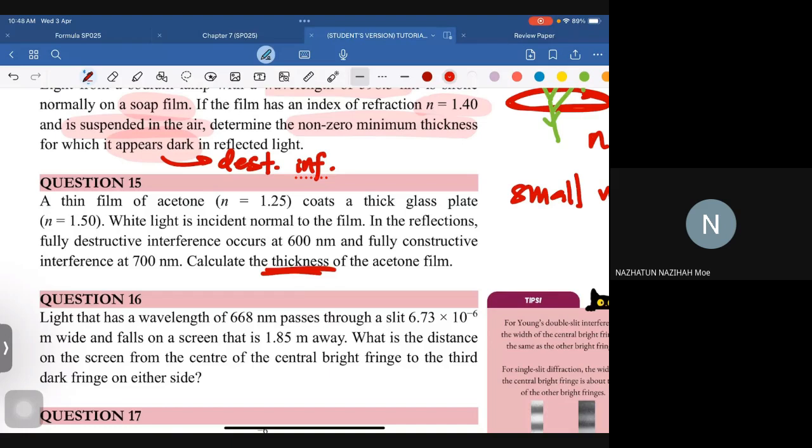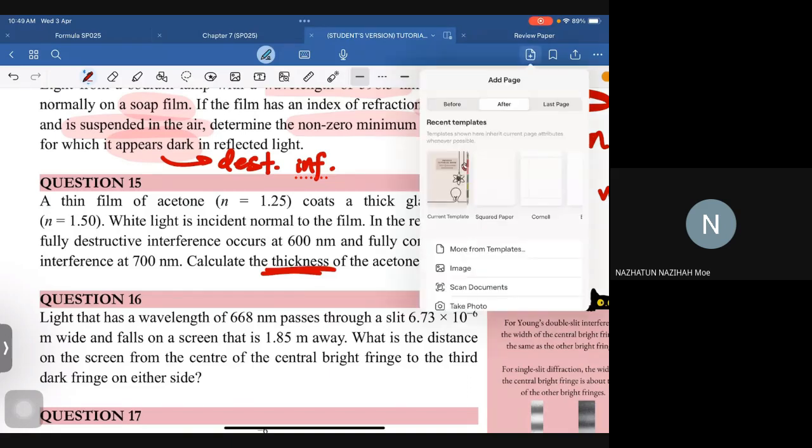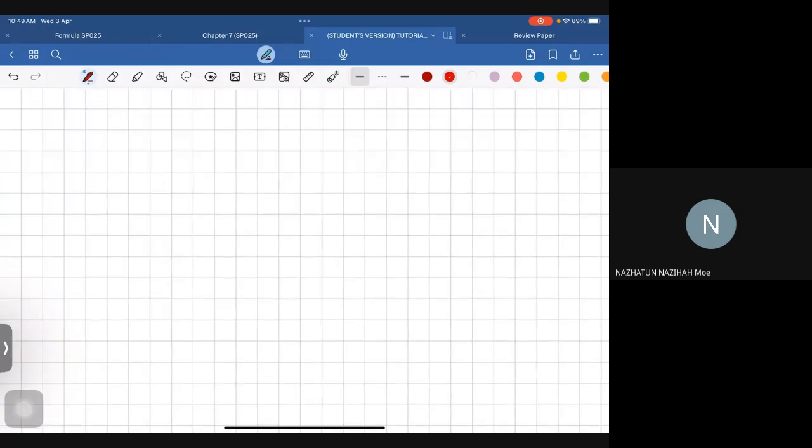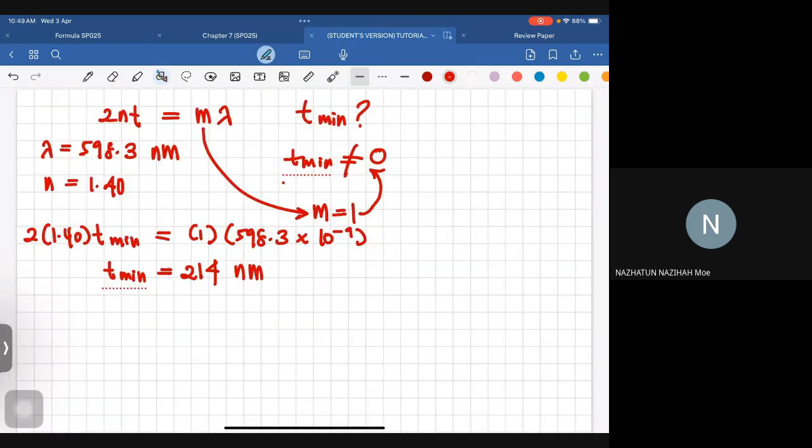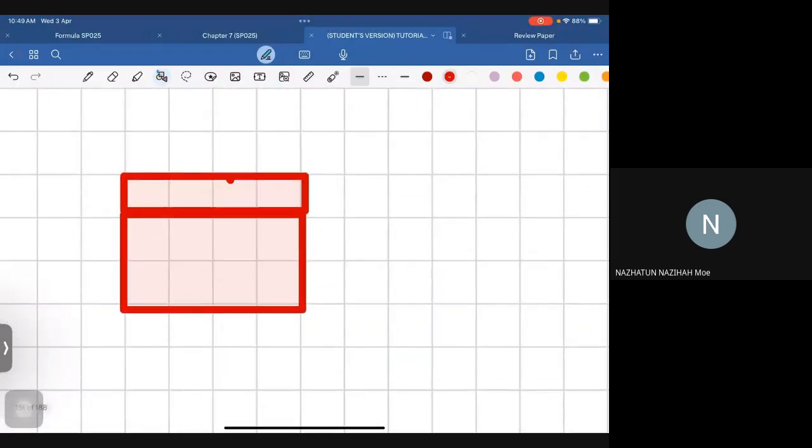Okay, so sekarang ni kita ada acetone. Okay, this acetone ni, dia coats a thick glass plate. Okay, so kalau kita lukis, yang ni saya sentiasa suggest untuk lukis lah supaya kamu boleh decide phase difference dia tu ada atau tidak. So first we have a glass plate. So this is our glass plate lah. Lepas tu di atas dia ni ada satu thin film. Okay, so ini kita punya acetone. Okay, so dia ada satu layer of acetone.